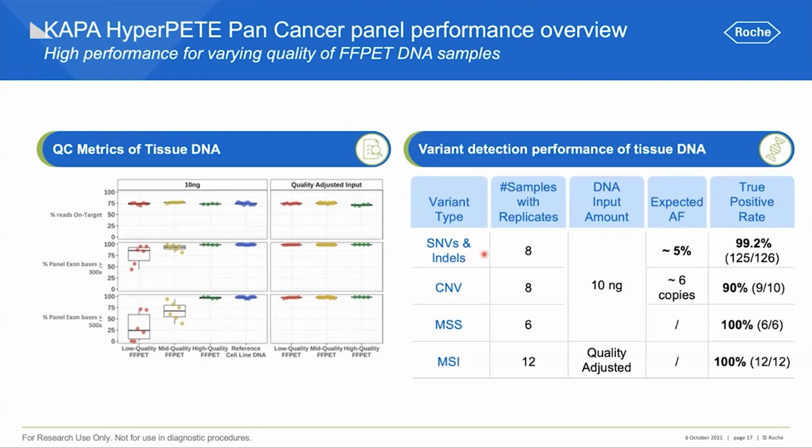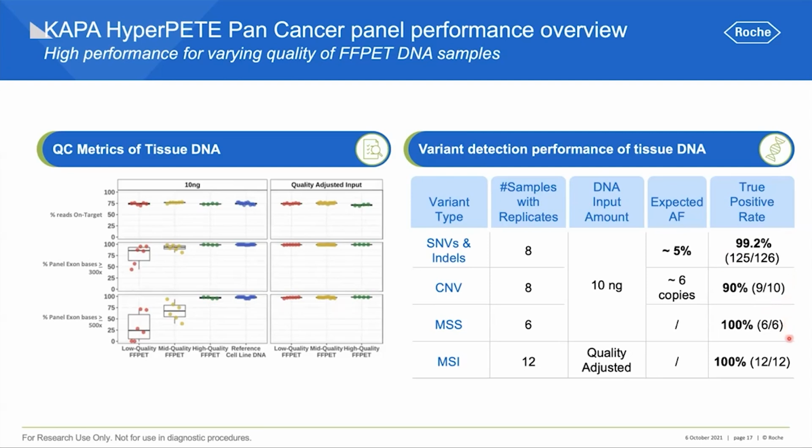On the right, we have our variant detection performance. I'll start with the SNVs and InDels. 99.2% of these short variants were detected across all reference cell line and cell line mixtures with variant frequencies of approximately 5%. 90% of copy number variants were detected with a single CNV call being low confidence. So we did detect all of these CNVs, however, one was called low confidence.